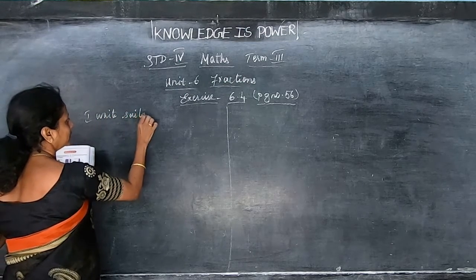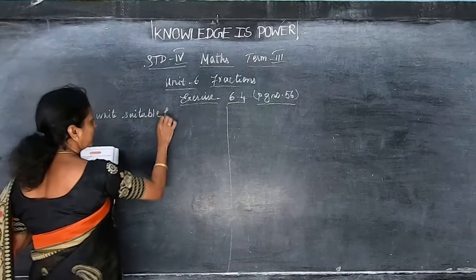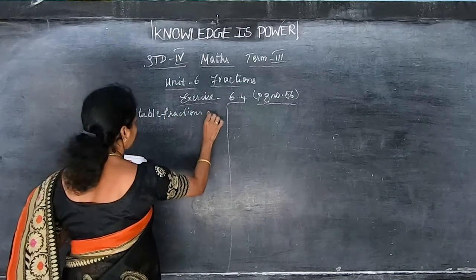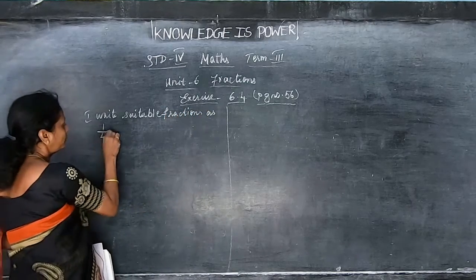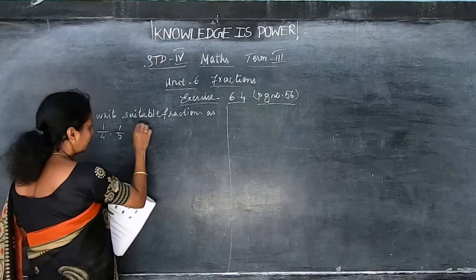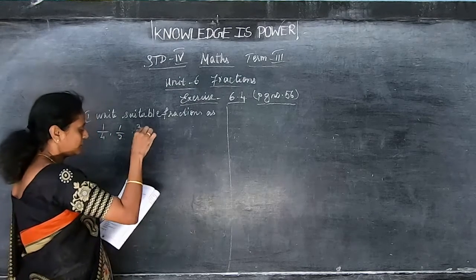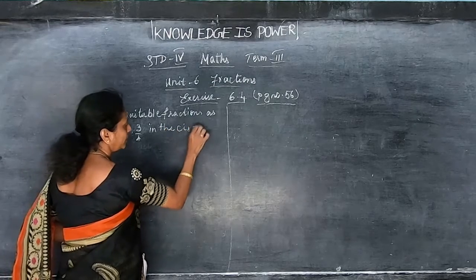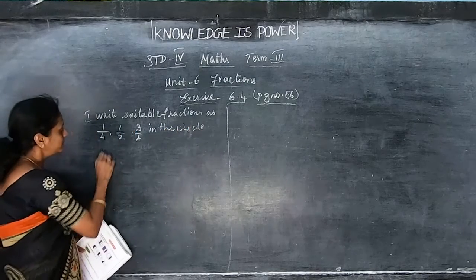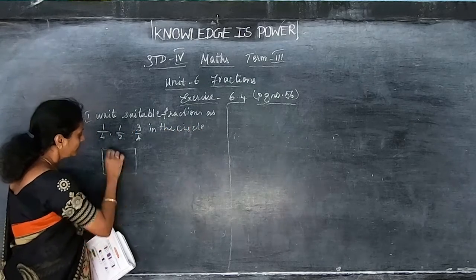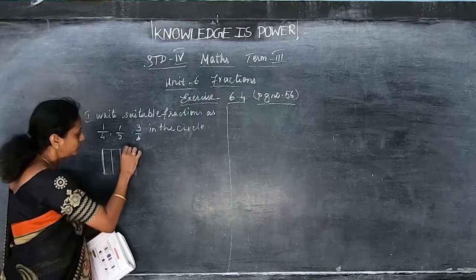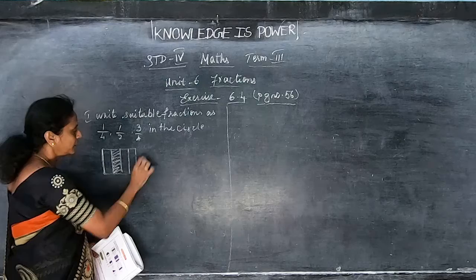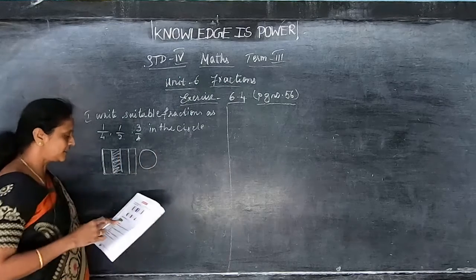Write suitable fractions as 1 by 4, 1 by 2 and 3 by 4 in the circle. So here they have given the pictures. In this picture, 1, 2, 3 and 4, they shaded only this part. Okay. So you have to write which one is the correct answer.